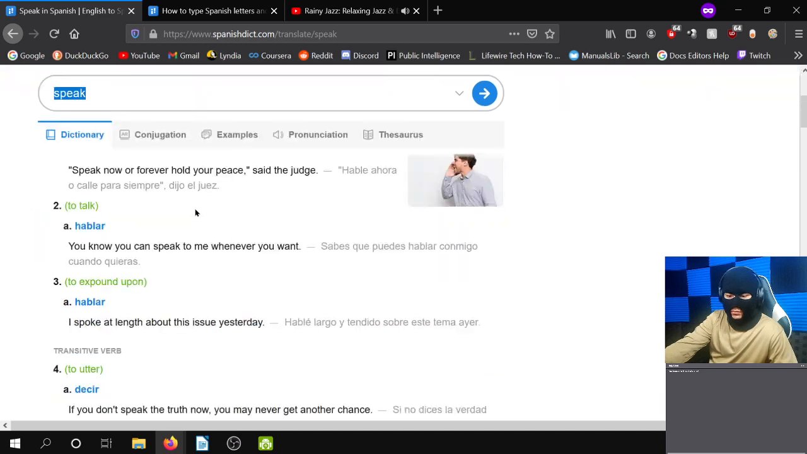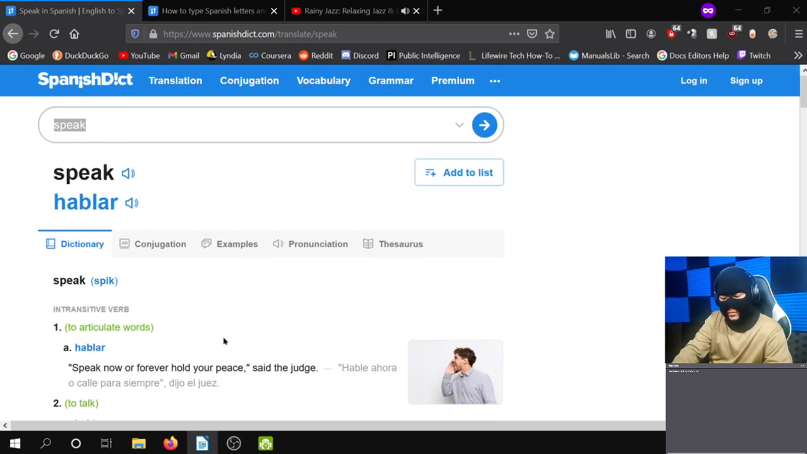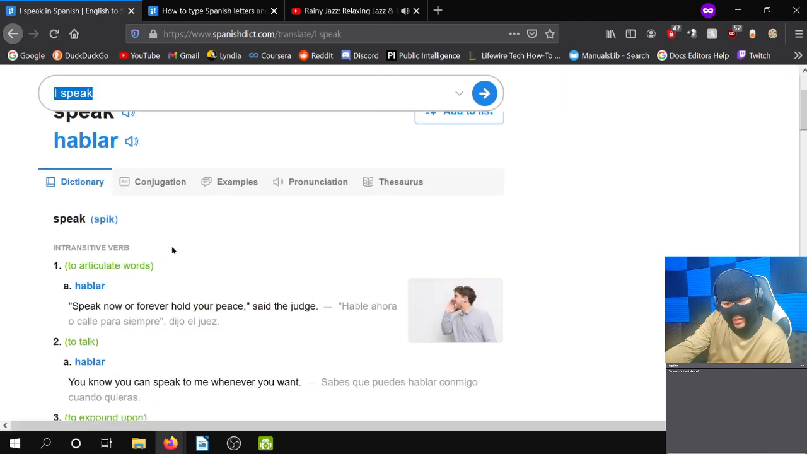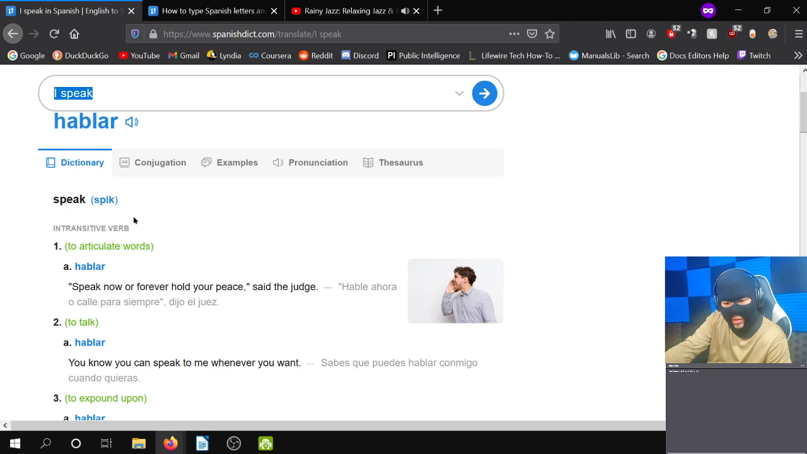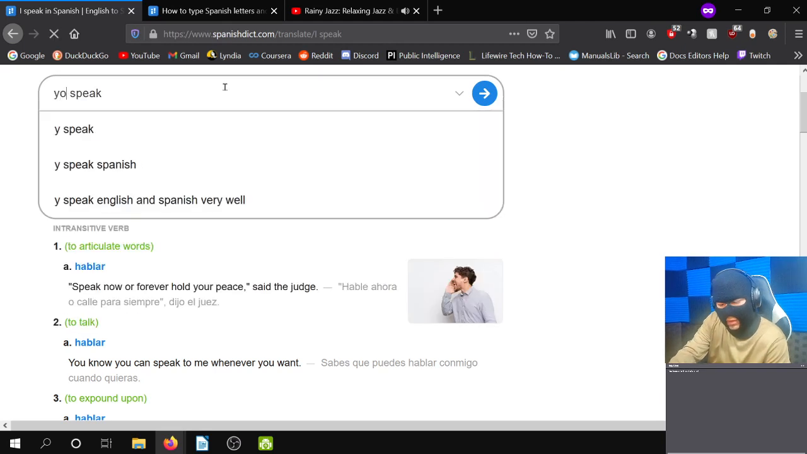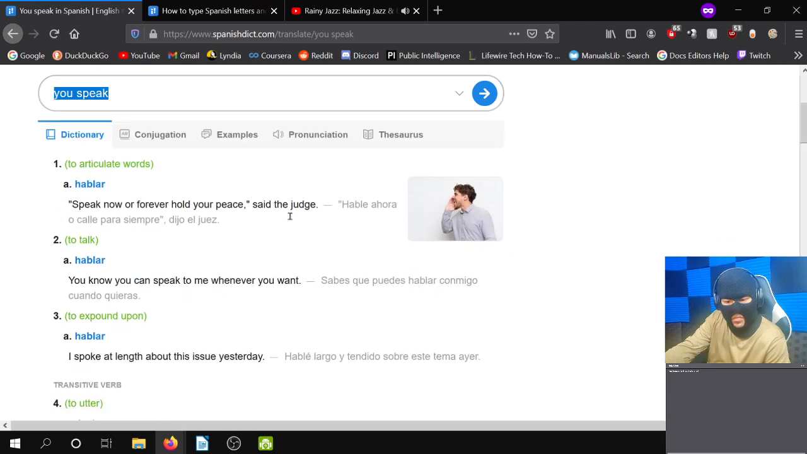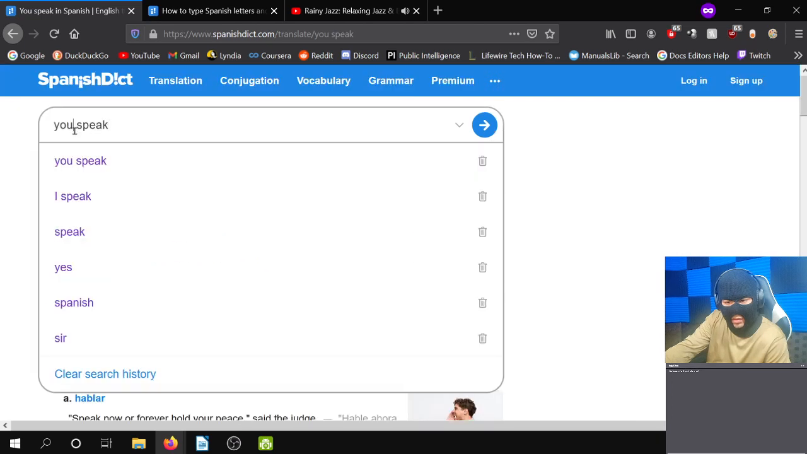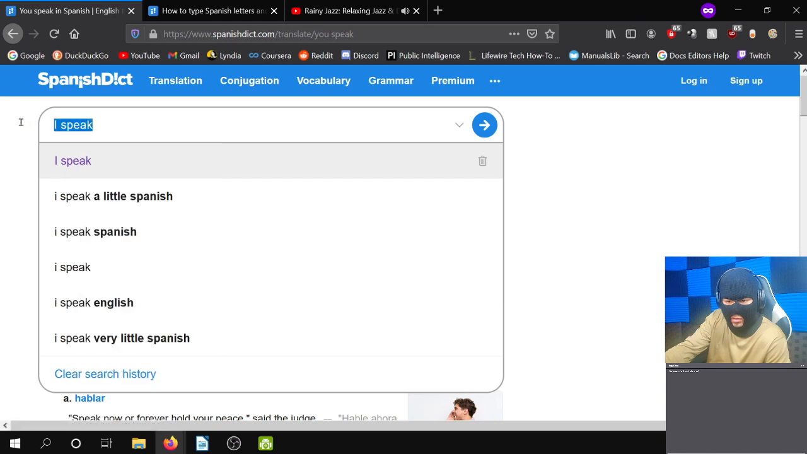Now, let me actually mark that down and see if it has it here. No, it doesn't include the I or the U. Well, for the sake of it, let me look up U and see if it translates. No. Gotta look at examples, but habla. Alrighty. Now, the best thing to do is just to search.